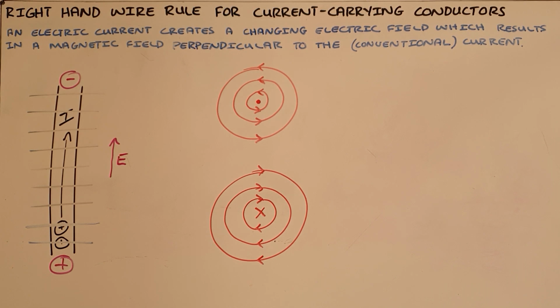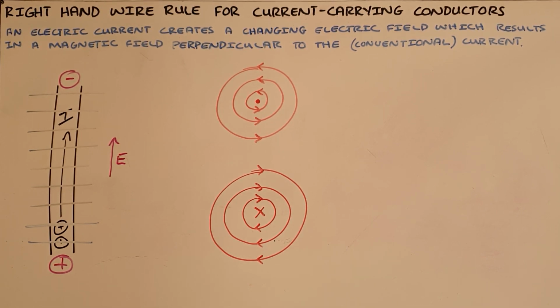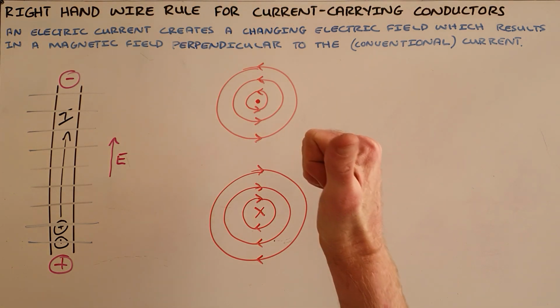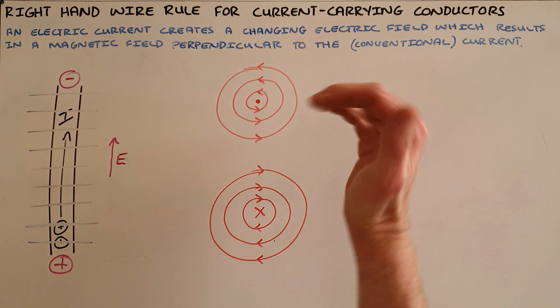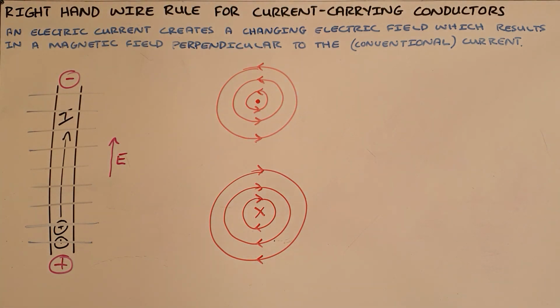So once again, this is based on the idea that an electric current creates a changing electric field, which results in a magnetic field produced perpendicular to the current in that wire. And we can determine the direction of the magnetic field around any current carrying conductor using the right hand wire rule, which says that if we point our thumb in the direction of the current, our fingers curl in the direction of the magnetic field.